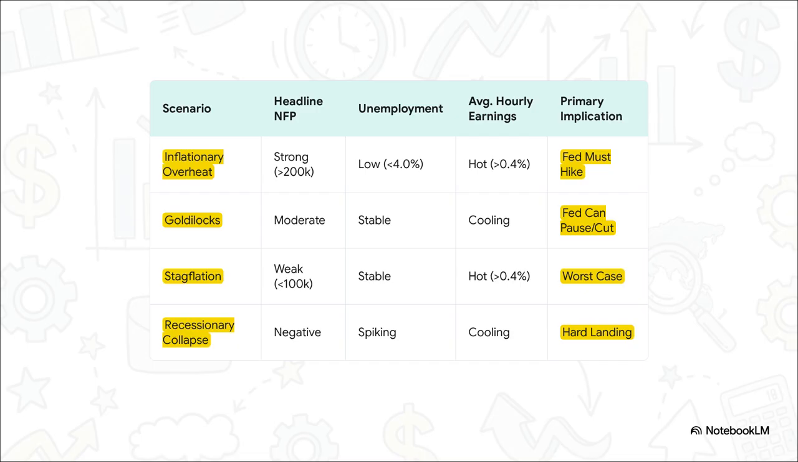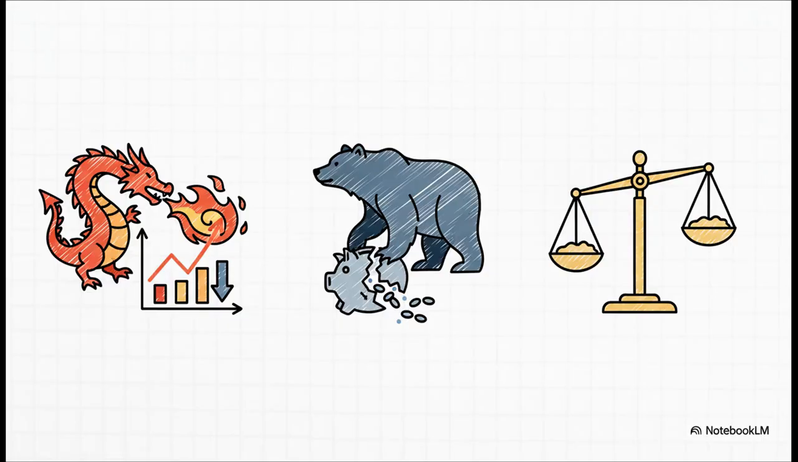You can see right away how different combinations of our three vectors create four totally distinct stories or narratives. For instance, you get super strong jobs and hot wages, bam, that's an inflationary overheat, and it basically forces the Fed to raise rates. But if you get decent job growth with wages cooling off, that's the perfect Goldilocks scenario everyone loves. So this next point is absolutely crucial.